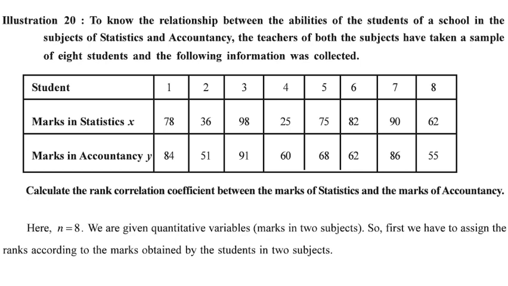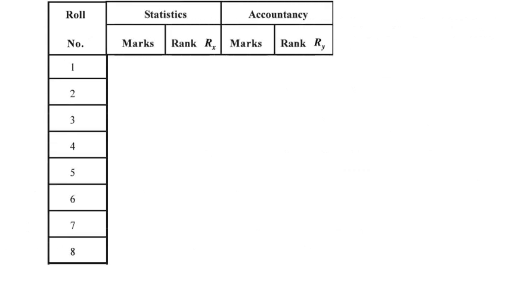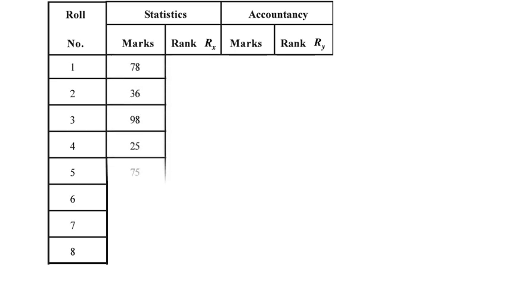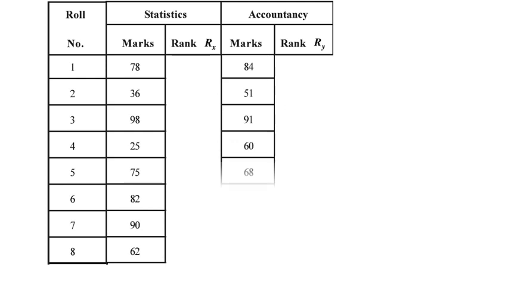We will start by writing down the basic data here. The roll numbers are 1 to 8. The headings you will be giving are statistics and accountancy. For statistics, the original marks and its rank. For accountancy, original marks and its ranks. We will write down the question first: the marks of statistics and marks of accountancy.